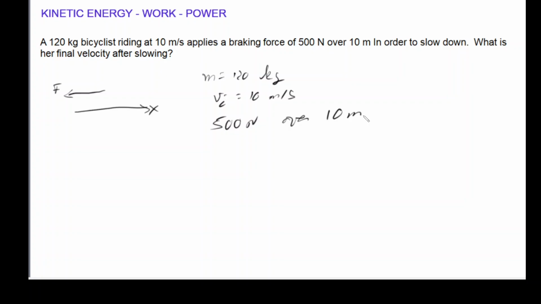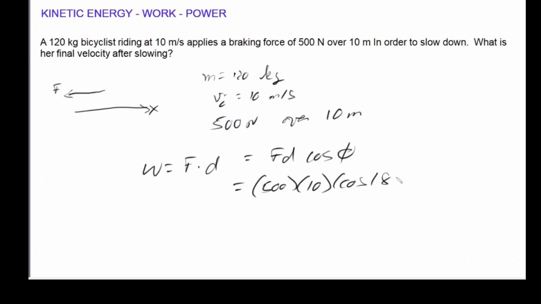So when we solve this problem, we'll use work is equal to force times displacement times cosine phi, which is equal to 500 times 10 times cosine 180 degrees. And it's 180 degrees because the force is going in the opposite direction of the displacement. So that's equal to 5,000 times minus 1, or the work is equal to minus 5,000 joules.